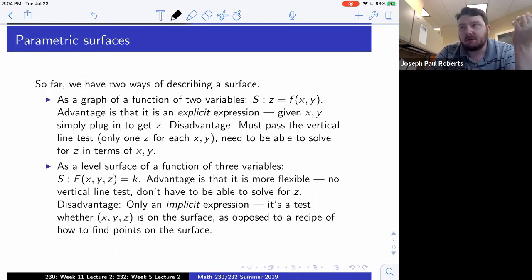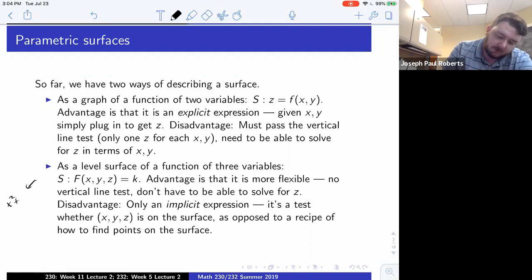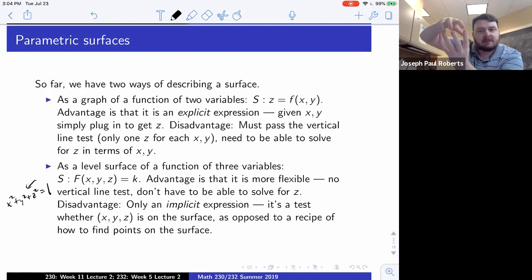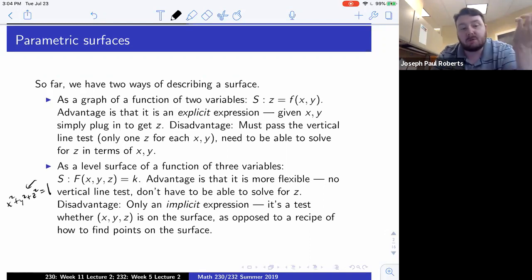Another way of talking about a surface that we've done before is as a level surface of a function of three variables. That's when your equation looks something like some function f of x, y, z equals some number k. The advantage to this approach is that it's a lot more flexible. For example, that sphere that can't be done as a graph of a function of two variables because of vertical line test considerations is perfectly fine as a level surface of a function of three variables.